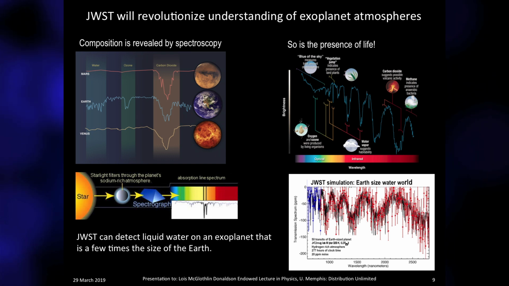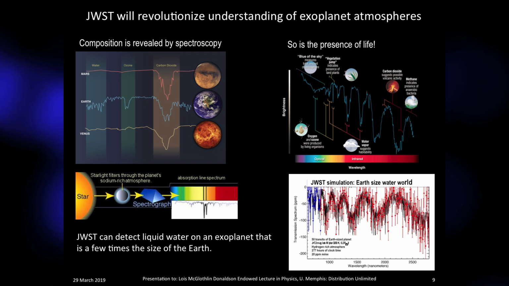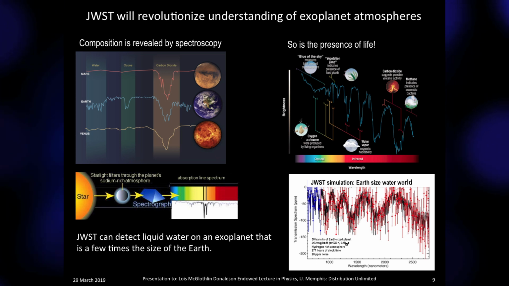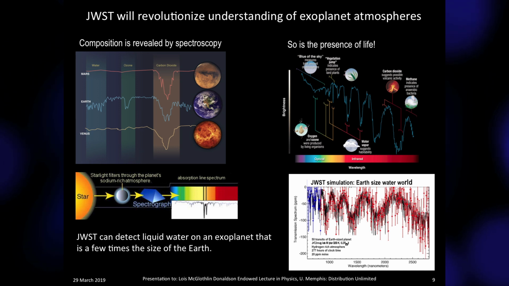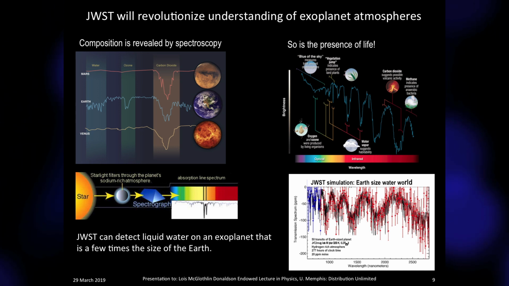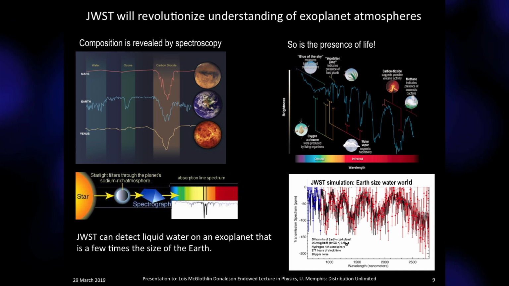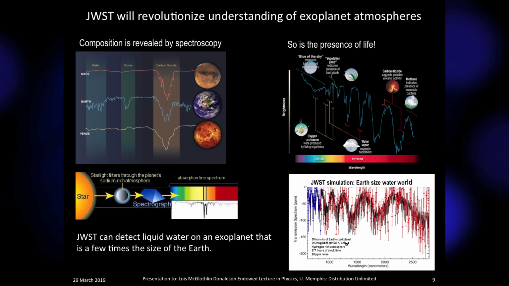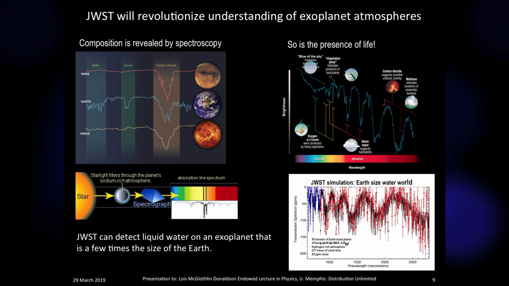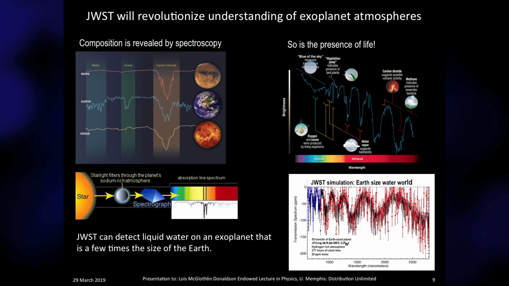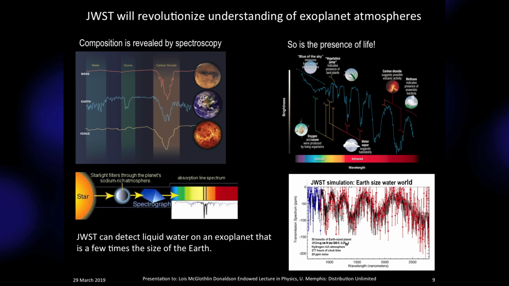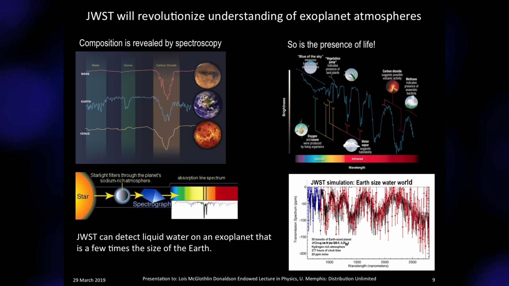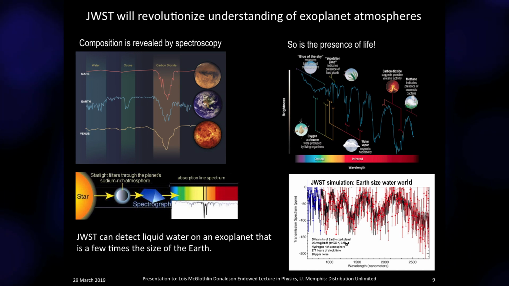And when we do that, we find lots of bumps and wiggles. And these bumps and wiggles are due to emission and absorption of light by individual atoms and molecules. And so by studying atoms and molecules in the laboratory, measuring how they absorb and emit light, and then comparing that to the spectra of distant objects, we can actually identify the atoms and molecules in the atmospheres of exoplanets and in all sorts of astronomical objects.